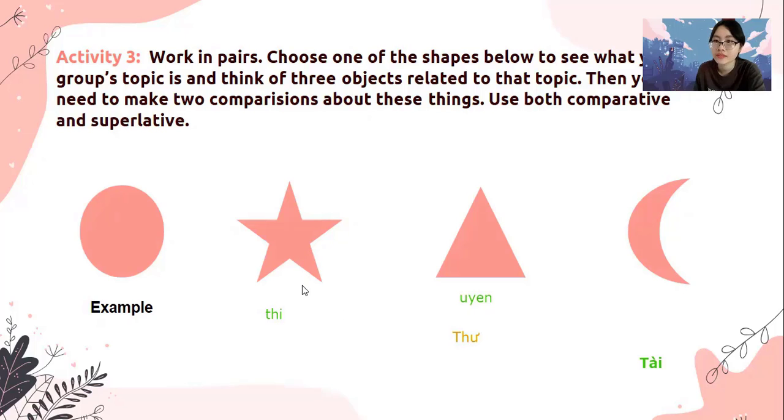Okay, I see that the star here. Okay, no, the star just 2 people. Okay, the moon. The moon is like a 1. Okay, so this is the list of members from the 3 groups. Group 1 will be the star. Group 2 is the triangle and group 3 is the moon. So let's see what is hidden behind these shapes.